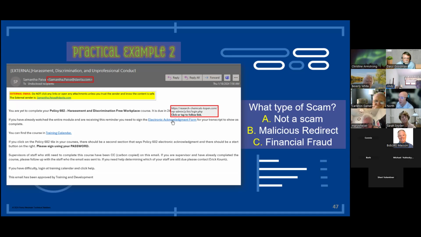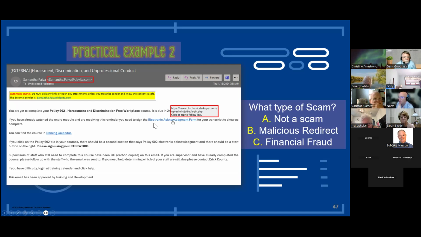And they want you to click here to enter a module and receive a reminder you need to sign into your transcript. What this actually was, was a phish to try and harvest credentials from employees at a company that I consult for. This is called a malicious redirect. And the way that you can tell is the email came from davita.com. When I hover to discover, it shows that it's going to research-chemicals-kopen.com, a WordPress admin site that does not match the name of the company that the HR department should be with.